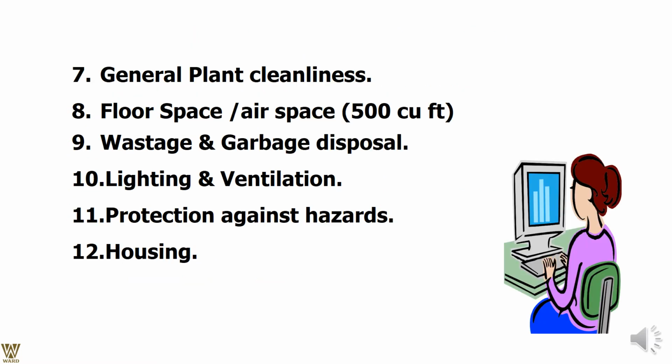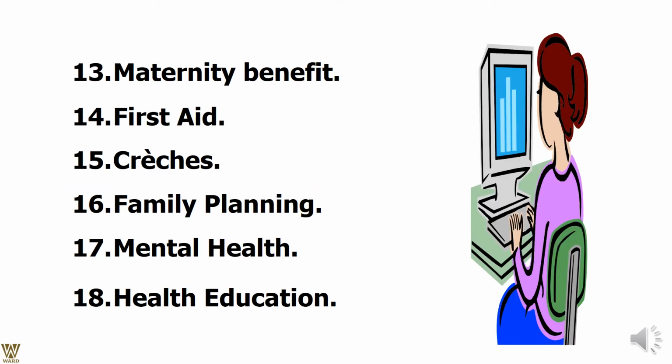Apart from it, general housekeeping needs to be done in terms of cleanliness of the plant area, the floor area, the airspace. It should be at least 500 cubic feet. Then we are talking about wastage and garbage disposal, responsible disposal. Remember, we are not going to litter here and there and let it rot. We'll talk about the lighting and the ventilation, proper lighting. Look at the ergonomics here. Absolutely, your terminal should be at eye level. So we need to have such facilities which protect us from hazards and facilities that can be communicated.